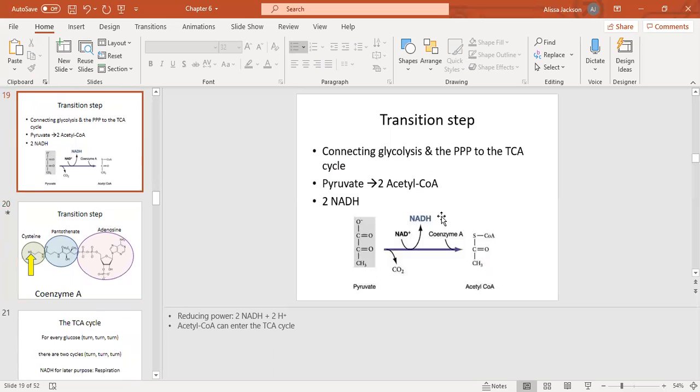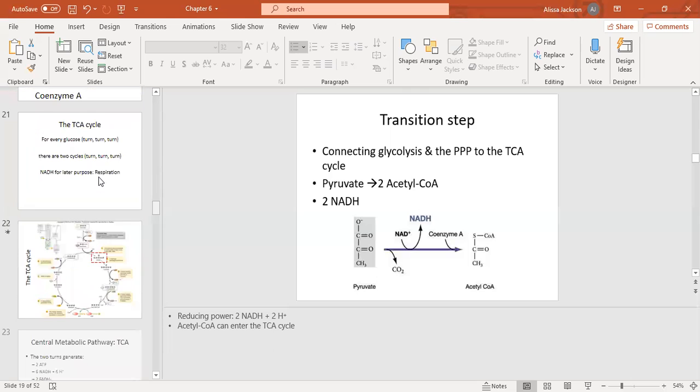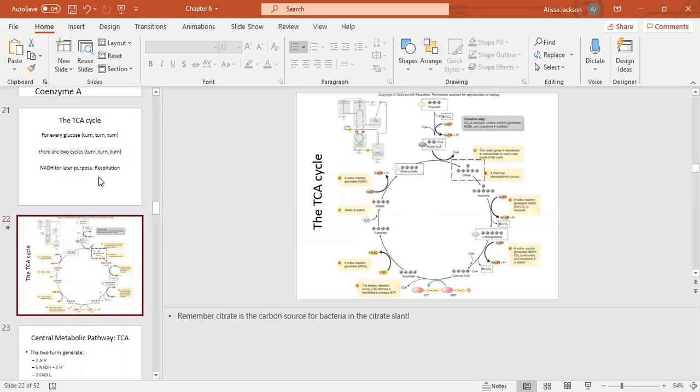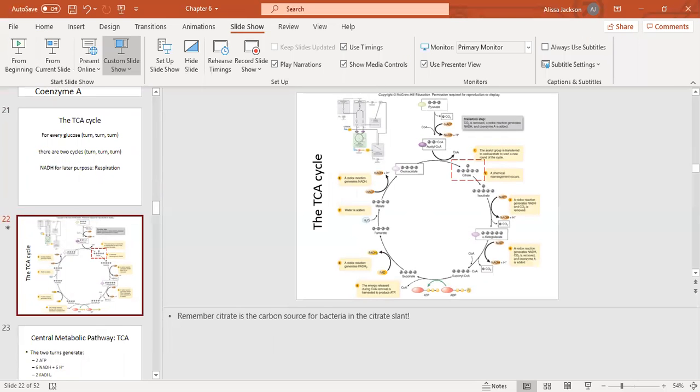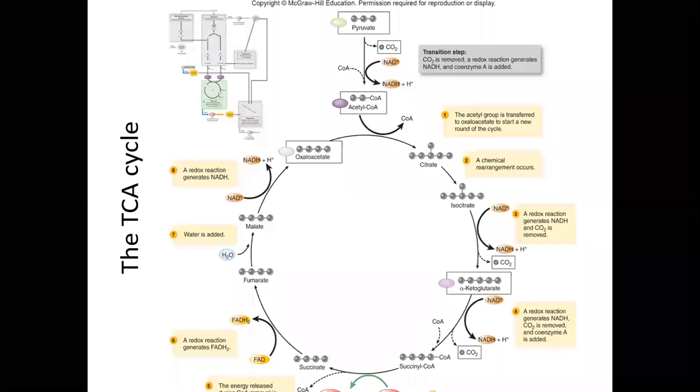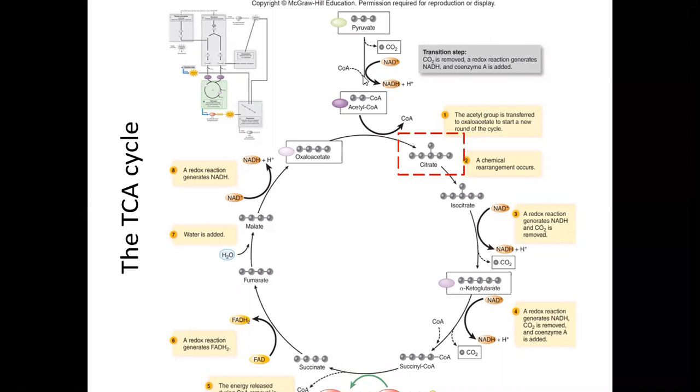Just knowing that coenzyme A is important for the transition step to oxidize pyruvate into acetyl-CoA, and then acetyl-CoA is what enters the TCA cycle in the mitochondria. Yeah, so pyruvate gets converted into acetyl-CoA that enters the citric acid cycle. And this is showing one pyruvate, one acetyl-CoA, but then there would be two of these from one molecule of glucose.